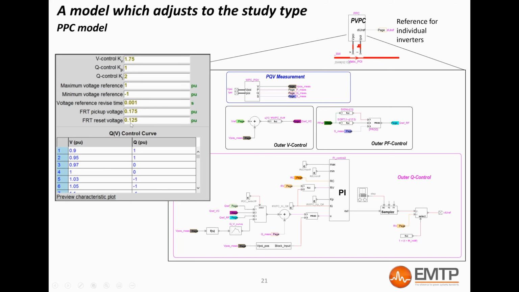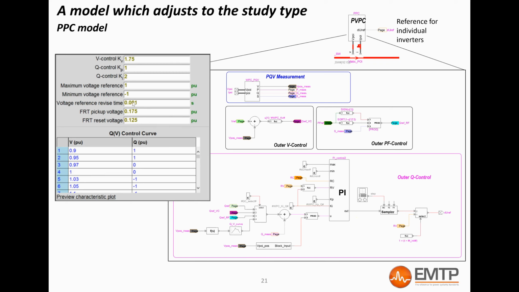The fault ride-through capability is used when a fault occurs on the grid. The fault is detected by the following voltage drop setting, FRT pickup voltage. If the voltage drops more than these settings, in this case 0.175, the PPC goes into FRT mode and the converter current reference is blocked. When the voltage deviation goes below the second setting, 0.125, the FRT mode is reset and the PPC starts to control the reactive power again. It can also be noticed that the output of the PPC is not continuously refreshed. It is refreshed at a period which is specified here by voltage reference revised time.